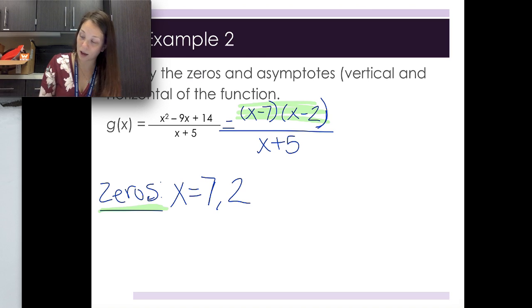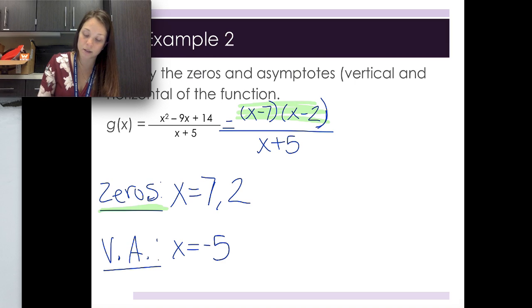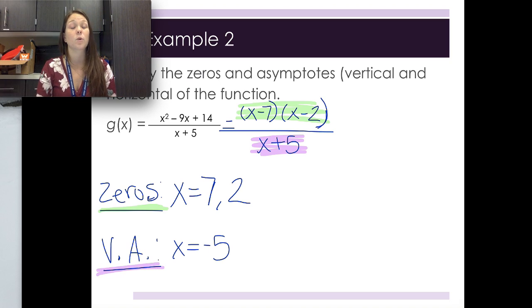Now we're going to identify our vertical asymptotes. The vertical asymptote is coming from solving the denominator for x, so that would be negative 5. So x plus 5, solving that for x is going to give me my vertical asymptote, or my vertical line that would divide the graph up, and that would be at negative 5.